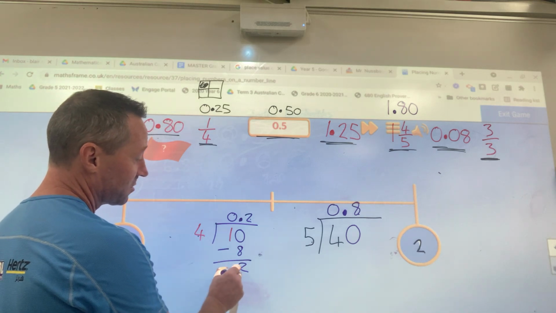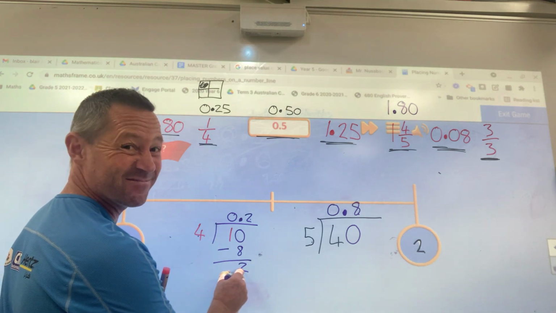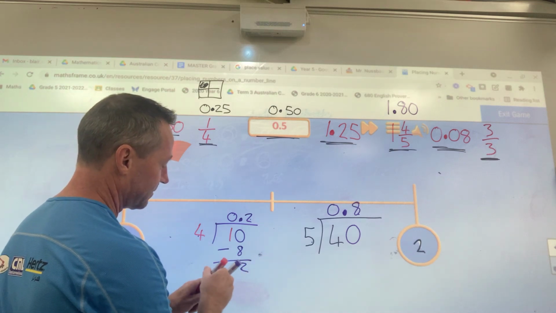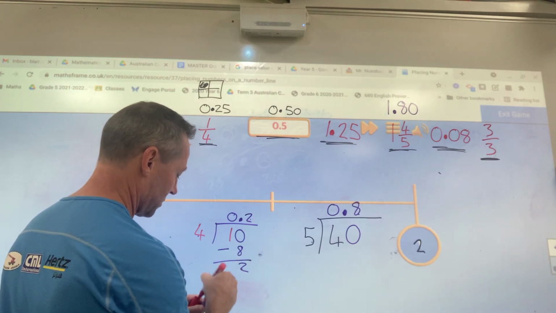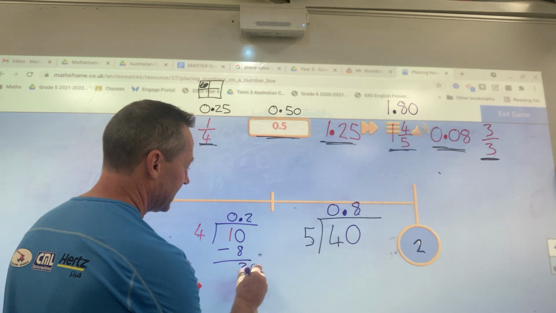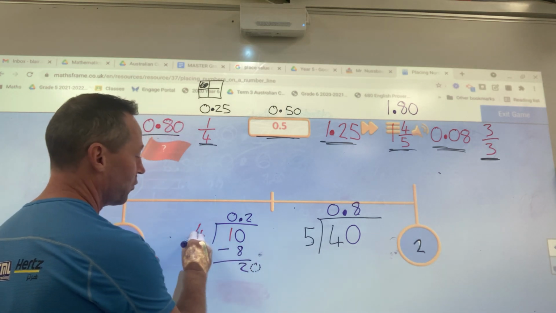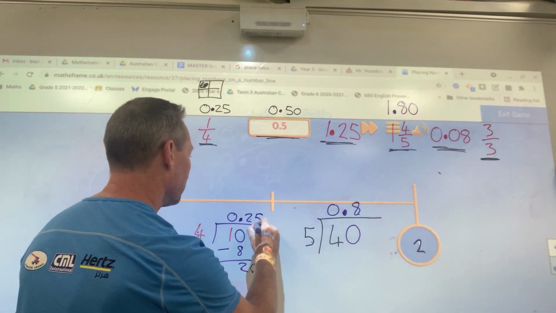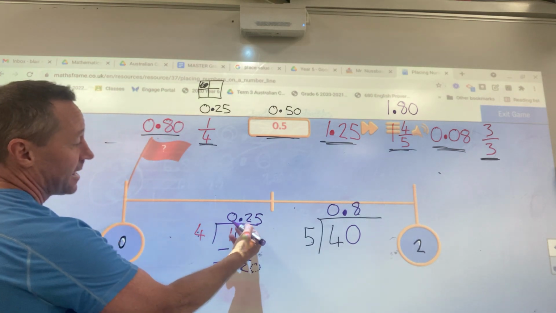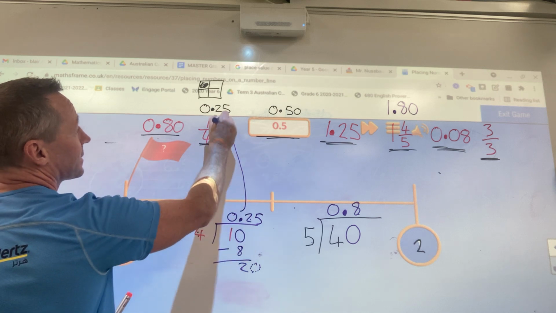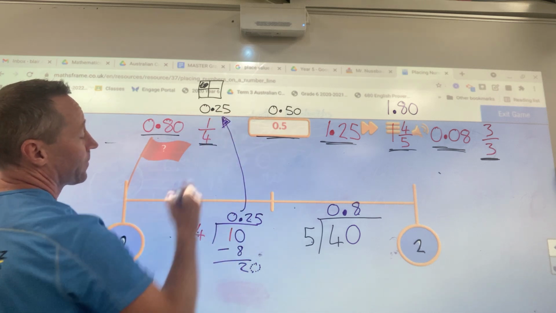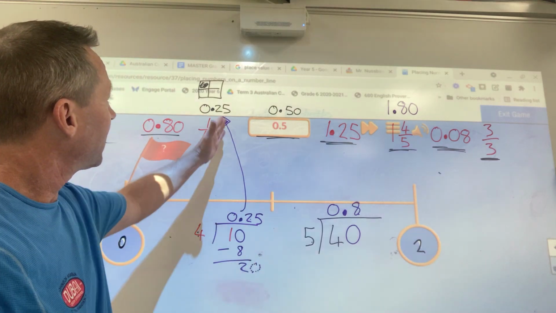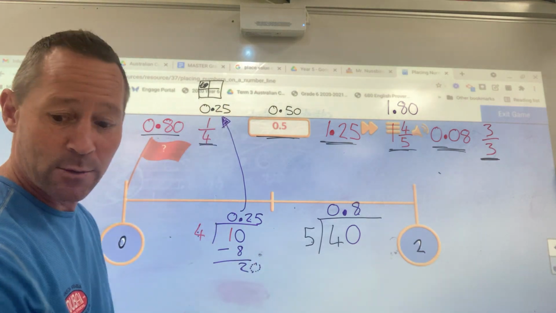Can 4 fit into 2? No. So again, this is where I put another 0 on the end. I'll just do that. I'll pretend 0. Now, can 4 fit into 20? It can. 5 times. 5 times 4 is 20. That's where we've got the 0.25. Okay, so just to show you that, that's the way you do it. And that's already got my hundredths, so that one's fine.